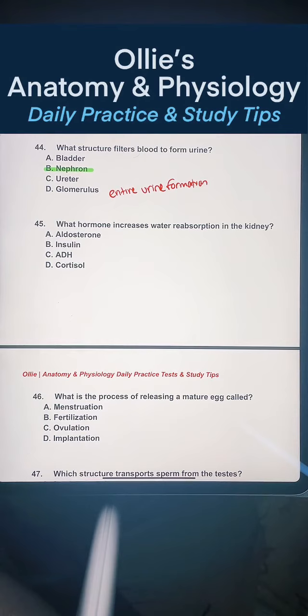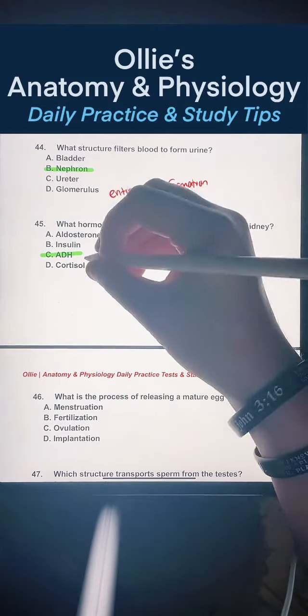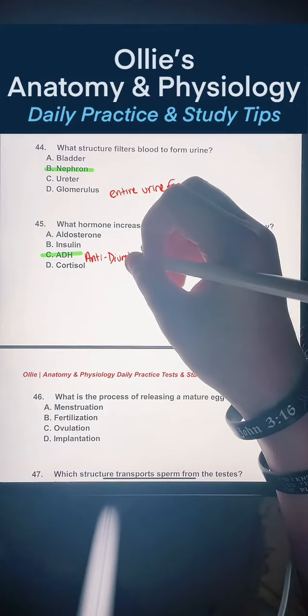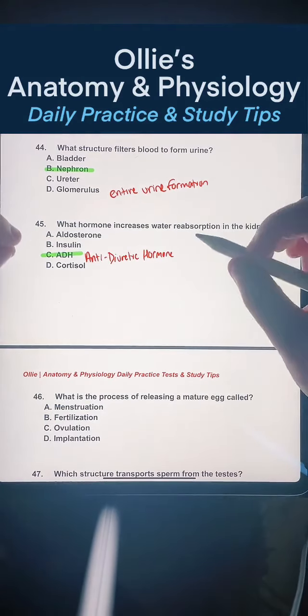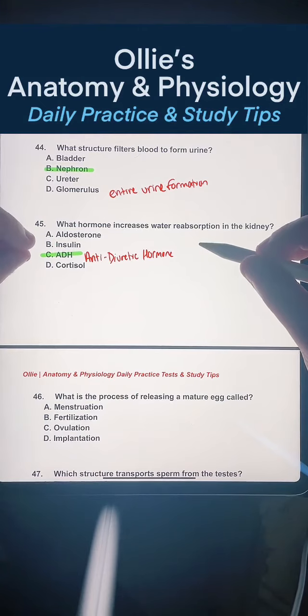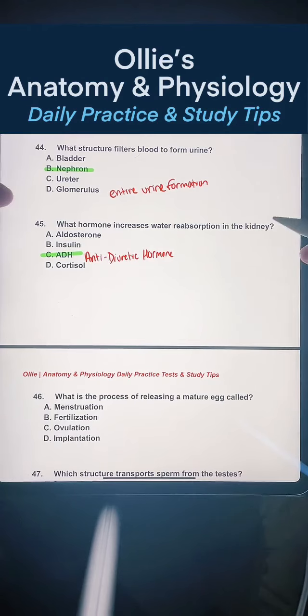Number 45, what hormone increases water resorption in the kidneys? The answer is ADH. ADH is antidiuretic hormone. What this does is increase the permeability of the kidney tubules to water, essentially allowing for the reabsorption.